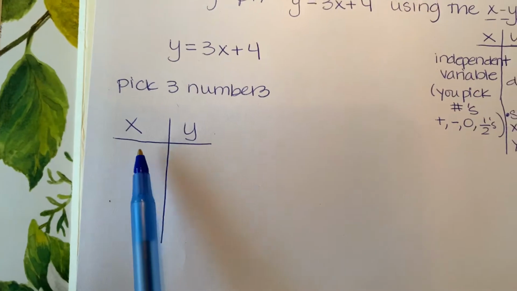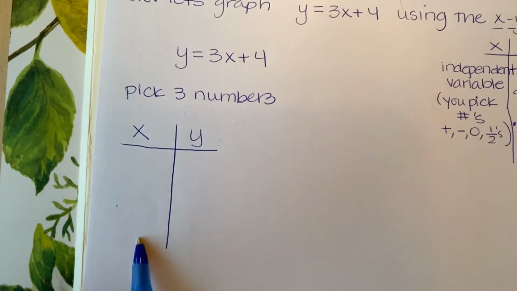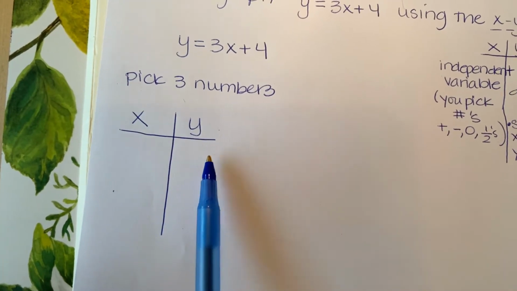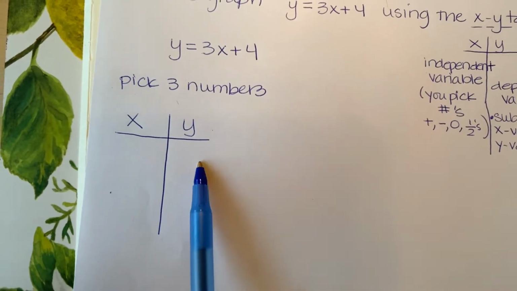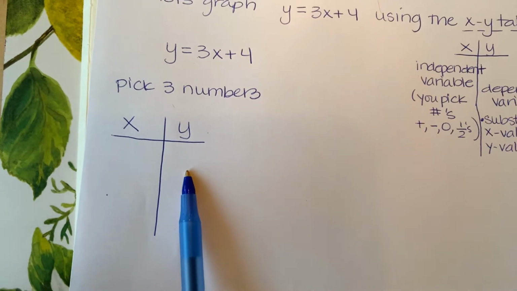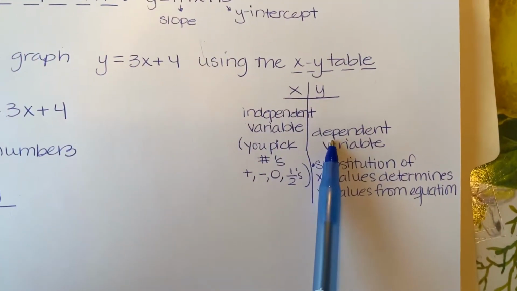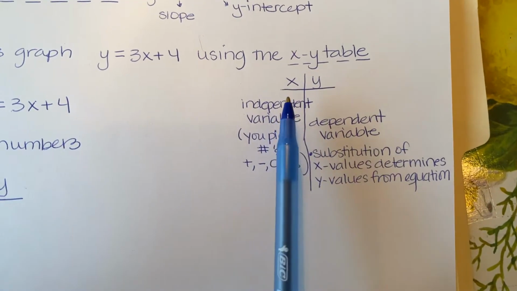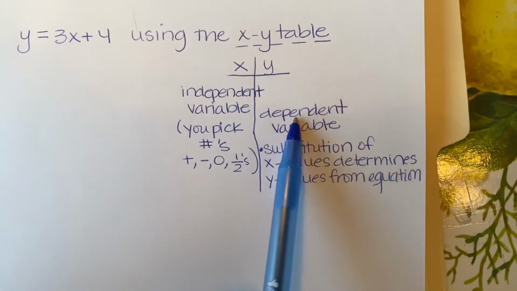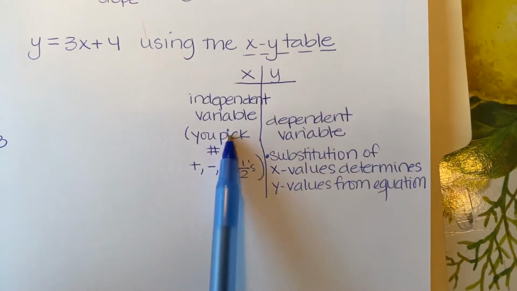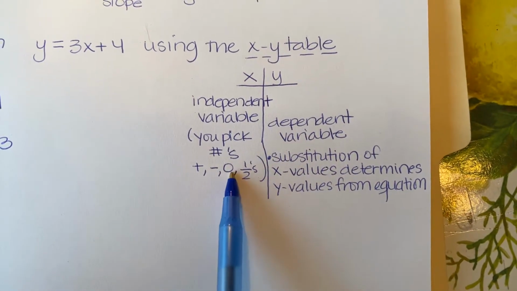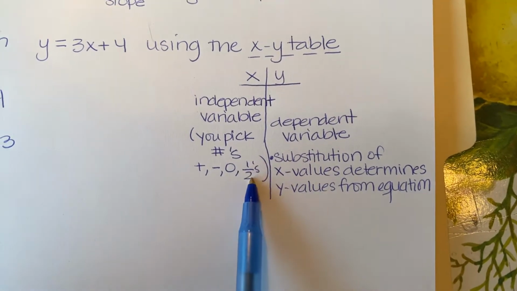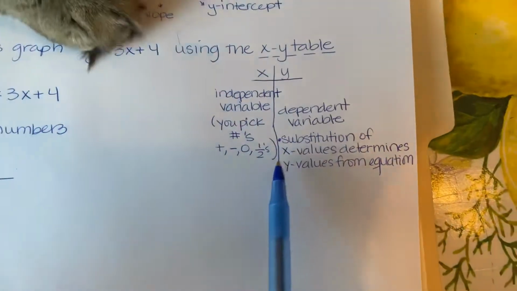Because we pick x values. We pick the left, and then based on the number we pick, by substitution and arithmetic, order of operations, we get a y value, right? So y is dependent on this x pick, this x number. So x is an independent variable, y is a dependent variable. Okay, you pick the numbers, whether they're positive, negative, 0. I know 0 is positive, but still. Positive, negative, 0, or 1/2, 3/4, 1/3, whichever.